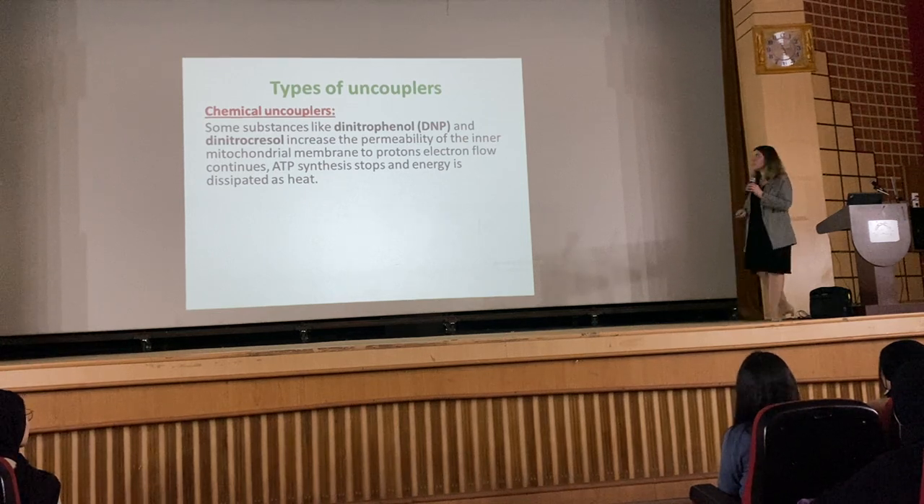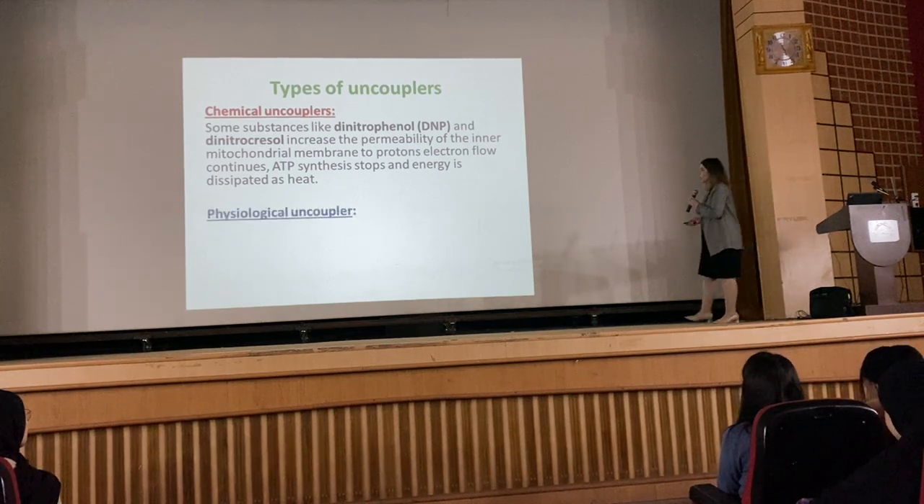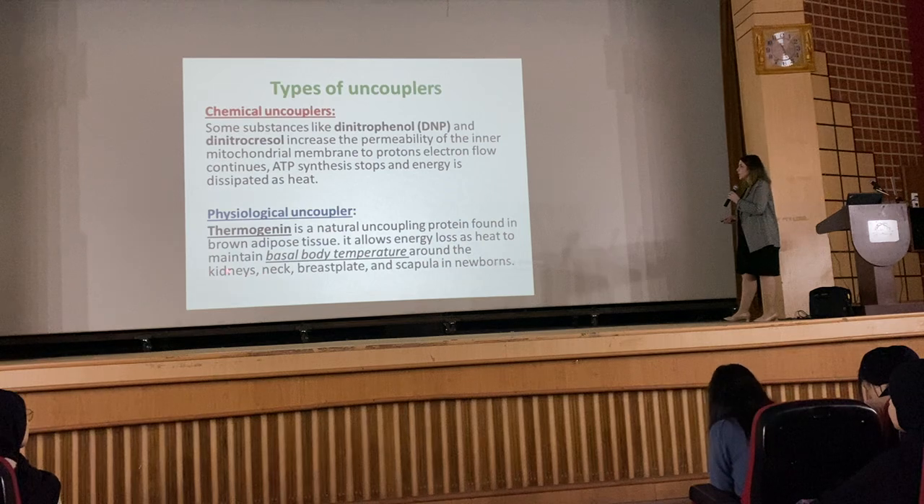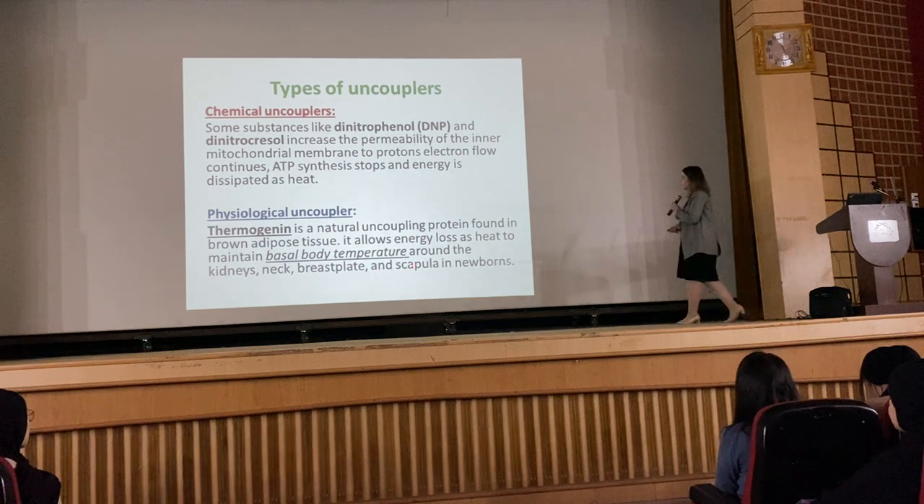Okay? We have physiological uncouplers. Thermogenin is a natural uncoupling protein found in brown adipose tissue. It allows energy loss as heat to maintain basal body temperature. It's found around the kidney, neck, and breastplate and scapula in newborns.